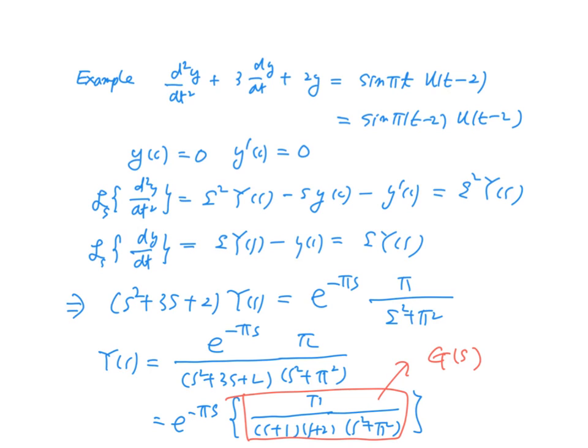So, can I move on? Yes. Oh, no, no, this is 2, right? I think I made a mistake. This is not pi, this is 2. This is 2, right? So G(s) is pi over (s plus 1)(s plus 2)(s squared plus pi squared).